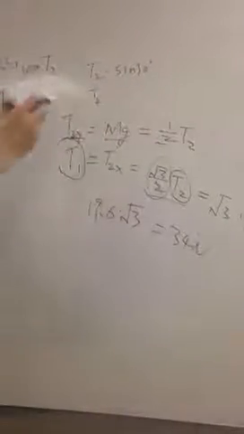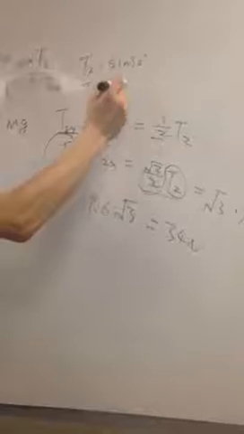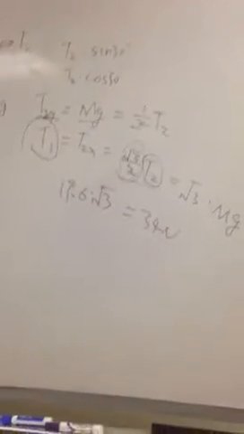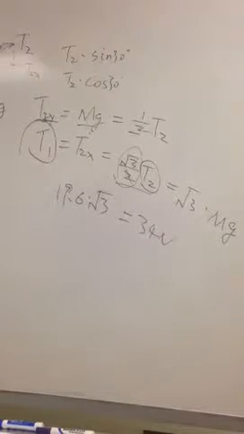T1 is equal to T2x. T1 is here. T2x is here. And T2x is equal to T2 cosine 30, and that's the square root of 3 over 2. Yes.